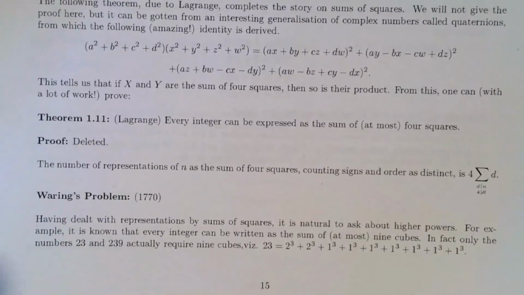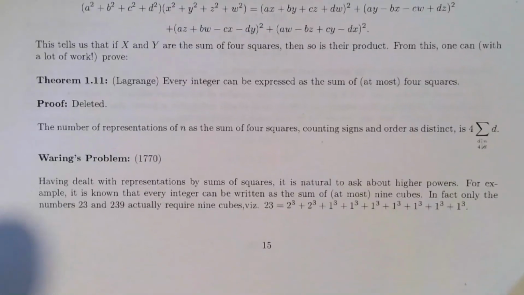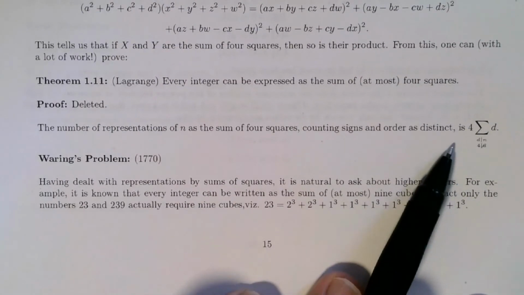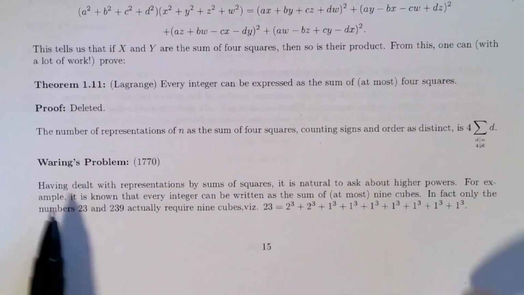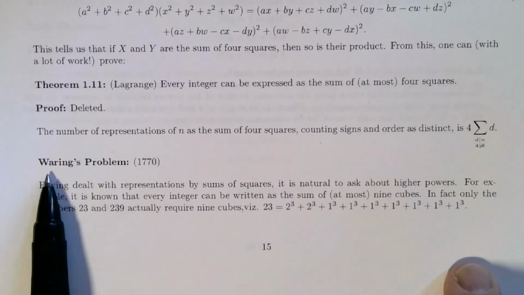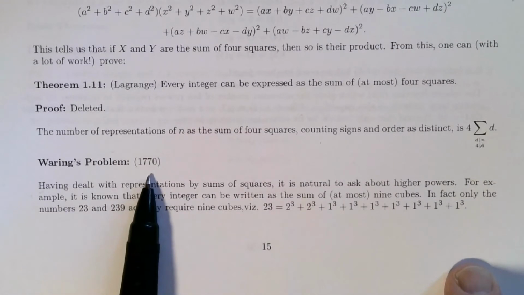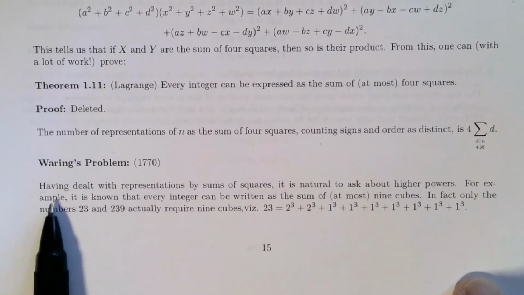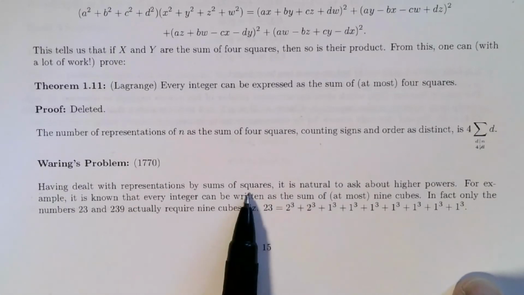Again, proofs of that, I think this again goes back to Jacobi. Proofs of this are in some number theory books. Well, there is a famous problem called Waring's problem, which was first stated about 1770. Having dealt with representations of sums of squares, it's natural to ask about higher powers.